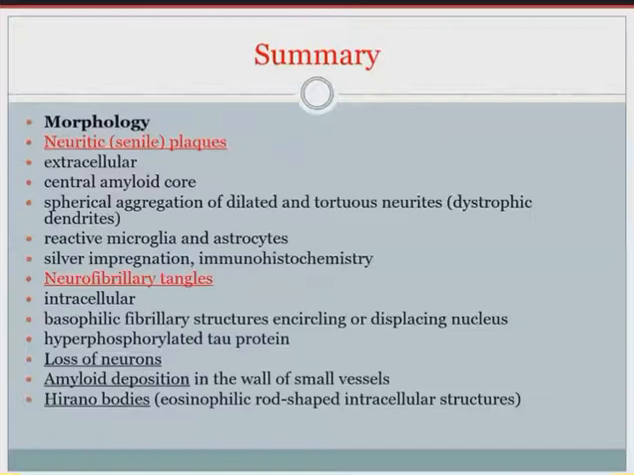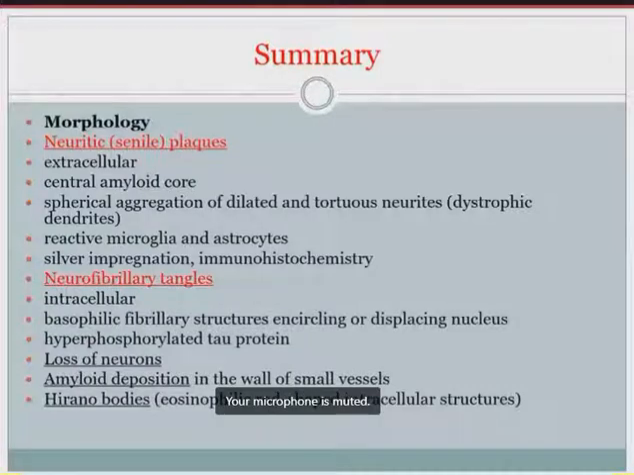Neuritic plaques: these plaques in the figure are actually extracellular. They have an amyloid core. They are spherical aggregations of dilated and tortuous neurites, which are also dystrophic dendrites. In the surrounding areas, you can see reactive microglia and astrocytes, reactive glial cells.